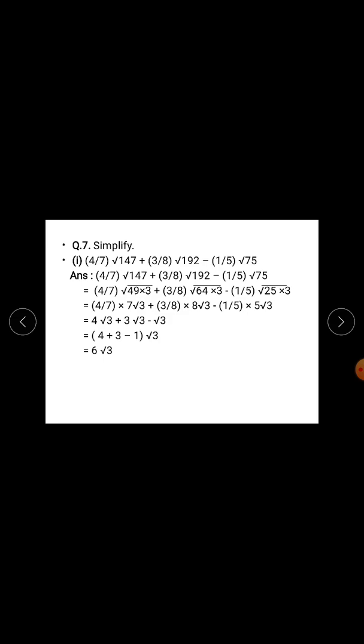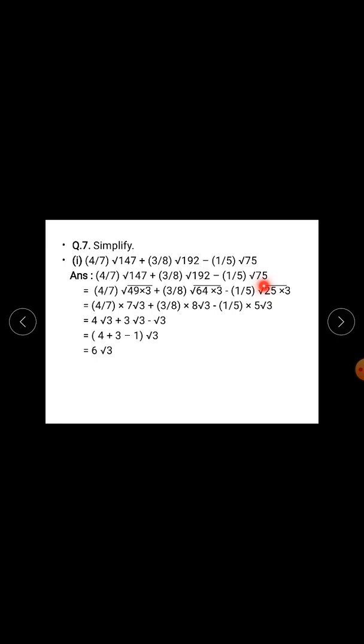Now question number 7. Simplify. Question number 7 is simplify. First sub question. 4 upon 7 into root 147 plus 3 upon 8 into root 192 minus 1 upon 5 into root 75.